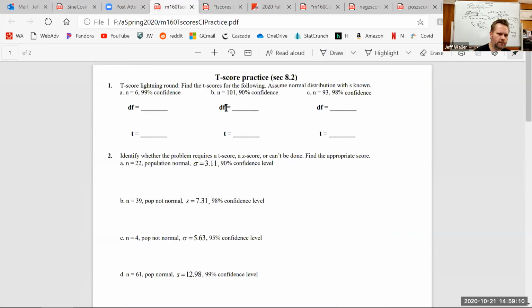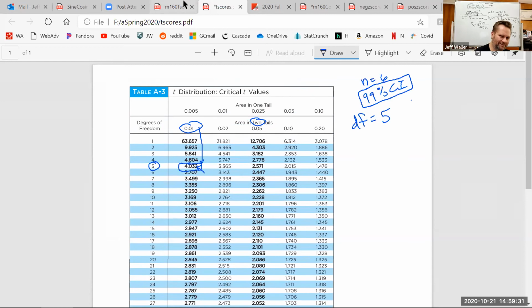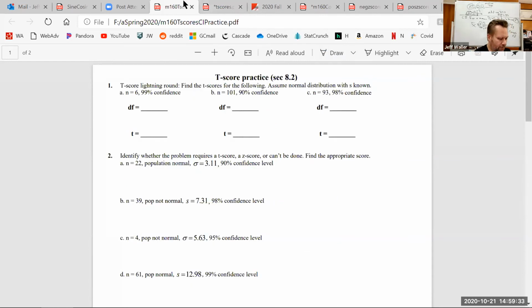So try the next one out. I don't know if you guys are able. Go ahead and write this down. I don't know if anybody's relying on my sharing of the screen. So N is 101, 90% confident. You wouldn't be able to see it here anyway. Too bad. Just hopefully you can access your t-scores.